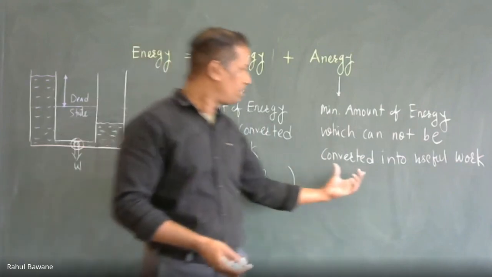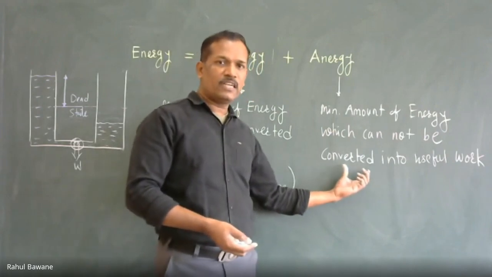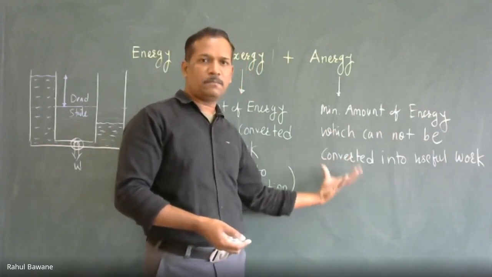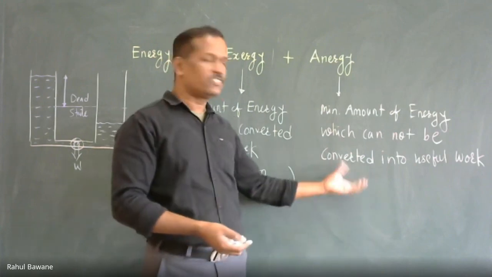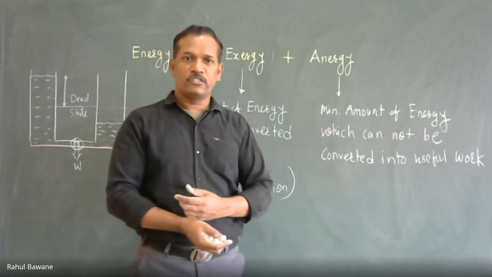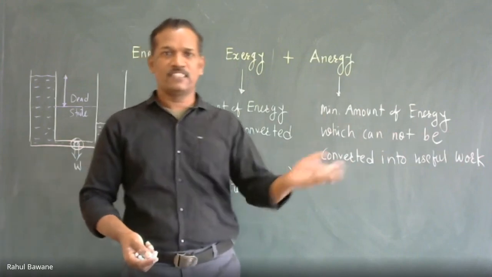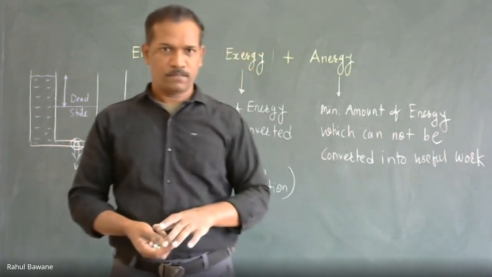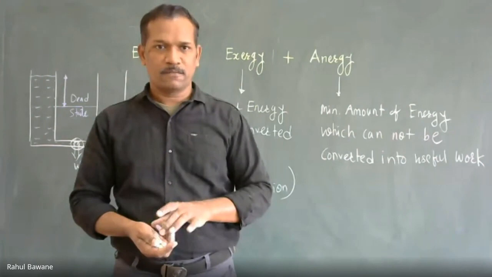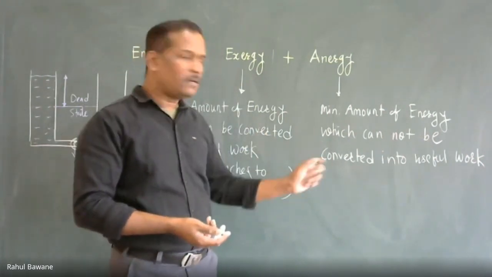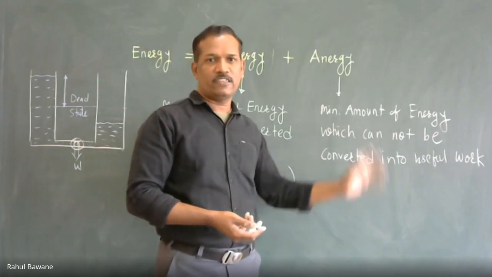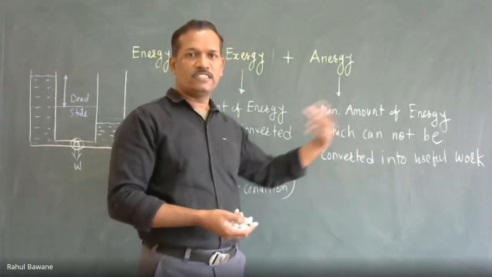You can't utilize this energy. This is the minimum possible amount you have to reject. Otherwise, your system becomes opposite to the second law. All energy would get converted into work done, and this is not possible. So there must be some minimum amount which will be lost or rejected. Then only your engine will be practical.